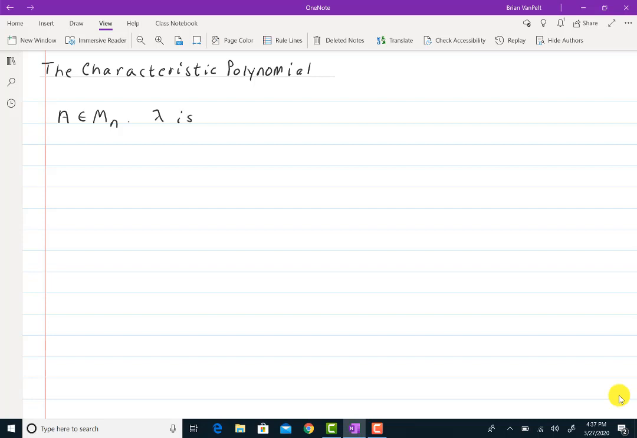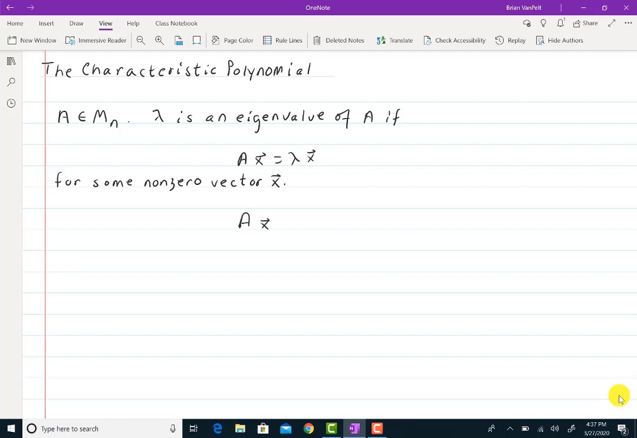Lambda is an eigenvalue of A if A times x equals lambda of x for some non-zero vector x. So, and remember what we typically did is we subtracted the other side over, and then we factor out the x.